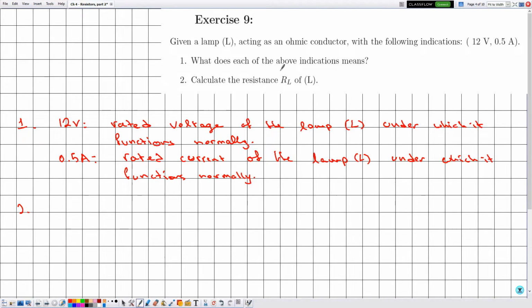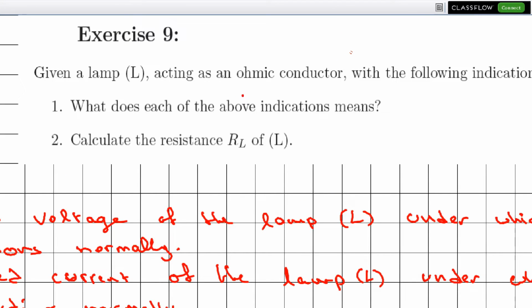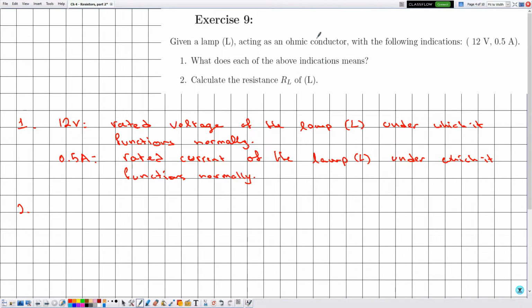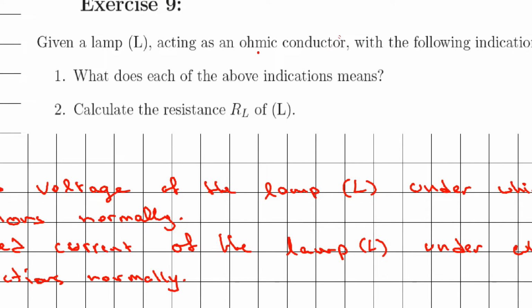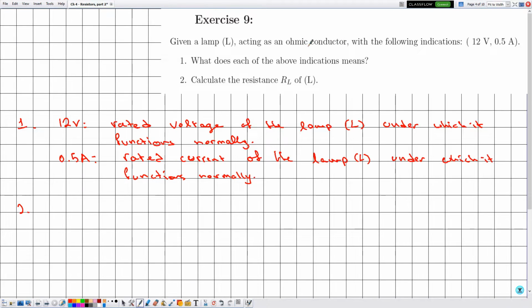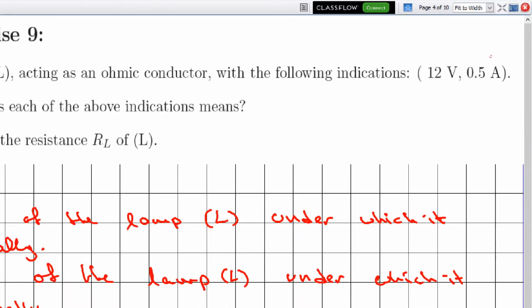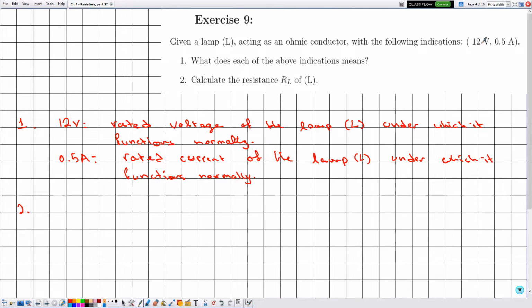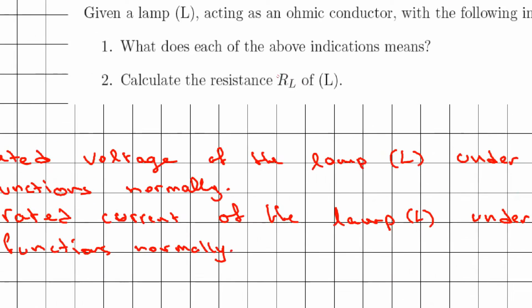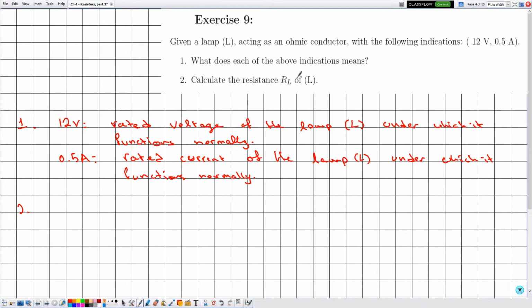Now as for number 2, they are telling me to calculate the resistance RL of L. Since in the question they specify that this is considered an ohmic conductor, then we can apply Ohm's law. But notice that these indications are related to normal functioning. Here in this case, because we are calculating the resistance and they didn't mention that the lamp is functioning normally, we can use them. Why? Because we are calculating resistance. So let's apply Ohm's law, and we are applying Ohm's law to L.